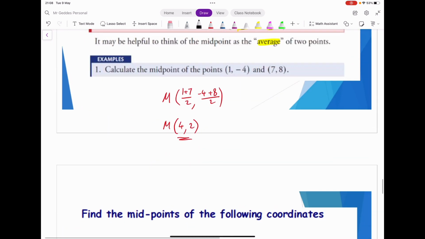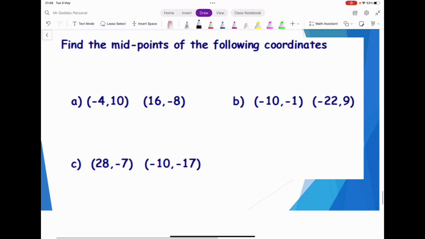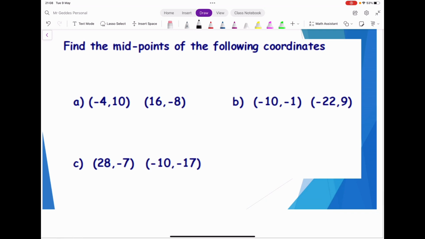And because it's as simple as that, because you've dealt with negatives before, we can have a go at these midpoints here. There's 3 of them. You can feel free to pause the video and then start it up in a second.